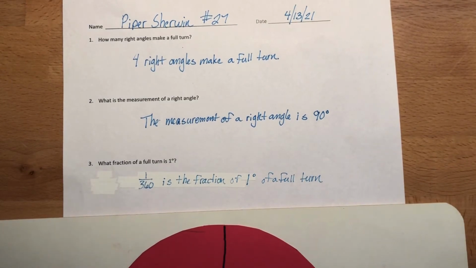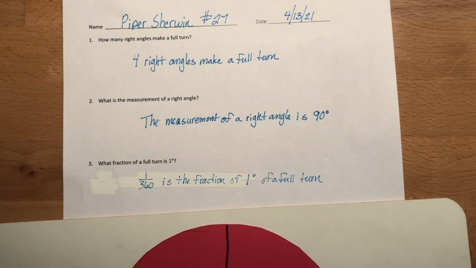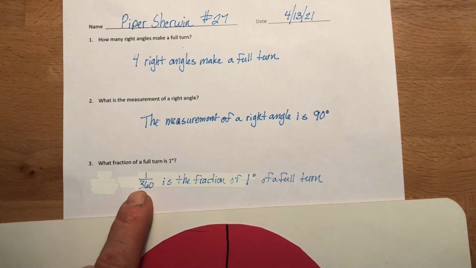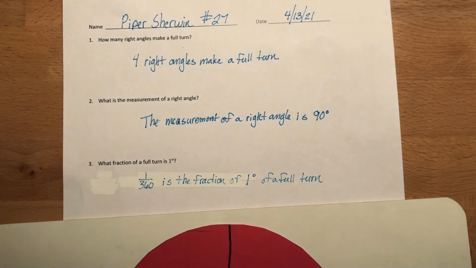This is a really hard one to restate. See, I had to use white out. So 1/360th is the fraction of a full turn that is 1 degree.